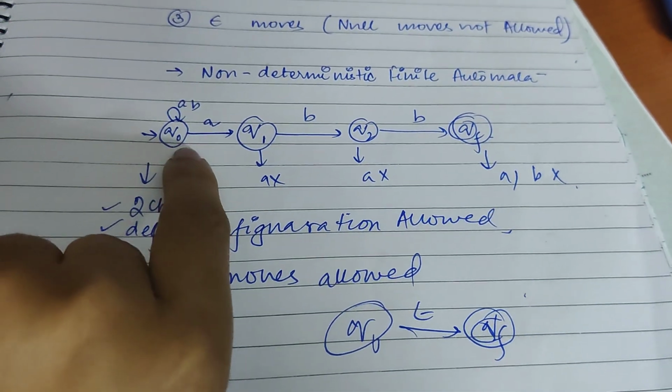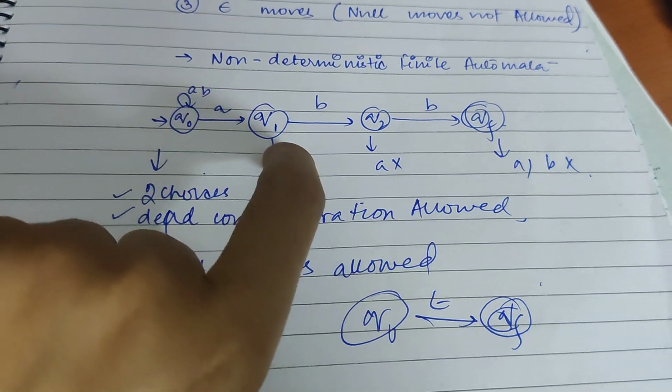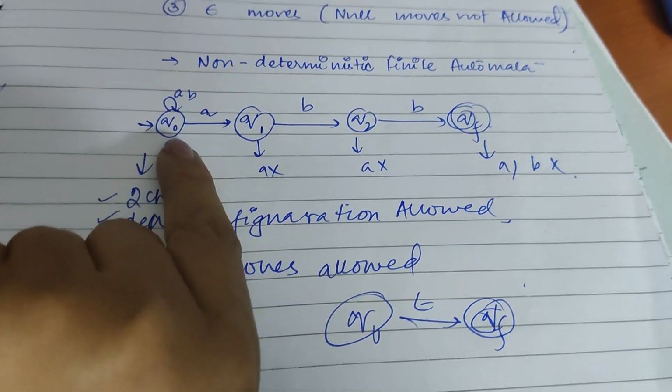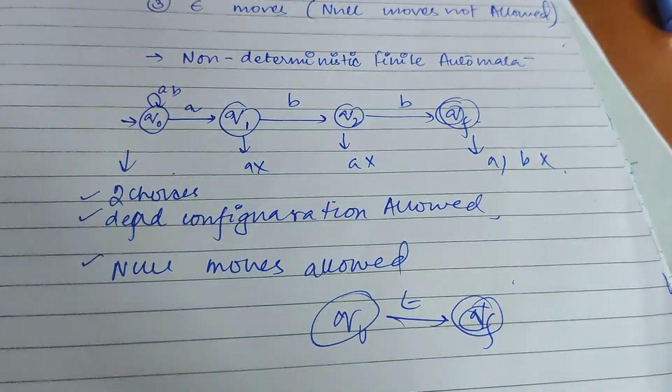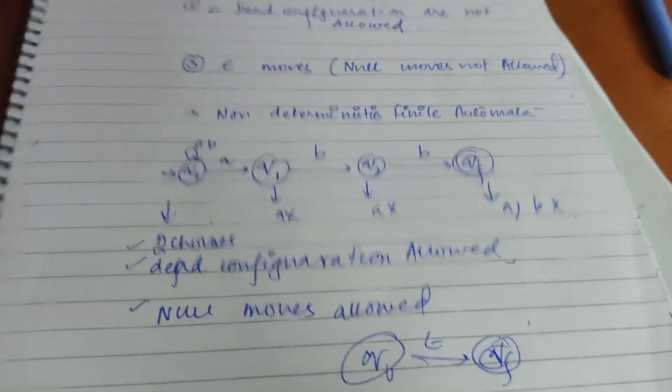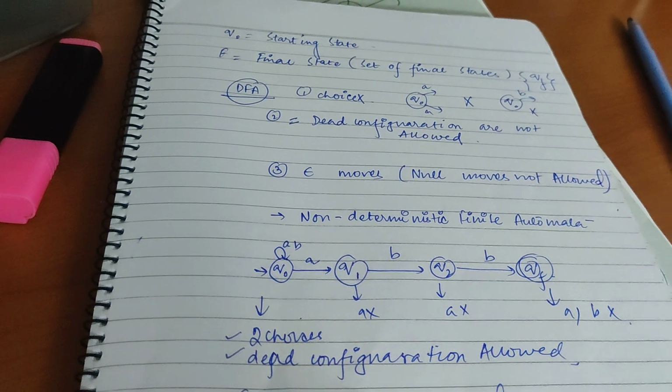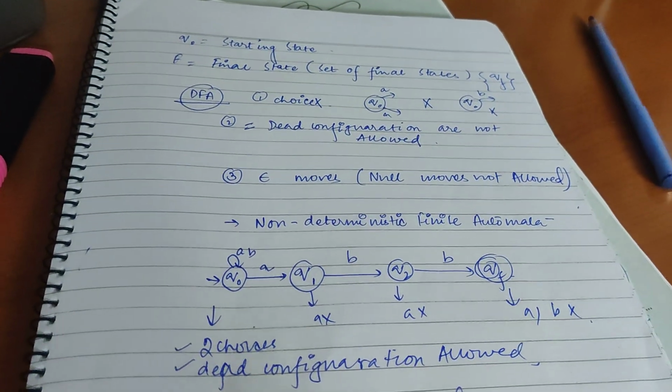And you can see in Q0, A has been used for Q1 and A is used for itself. So this is not allowed in DFA. These are certain things you have to remember. And in the next class, we will read some more important topics.